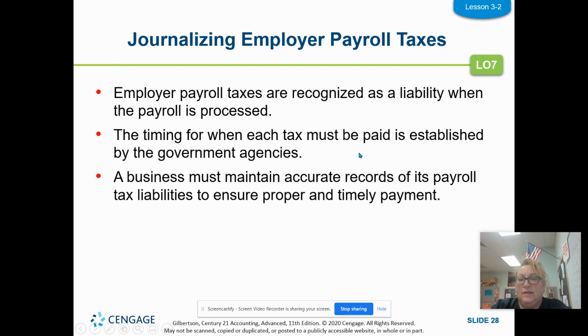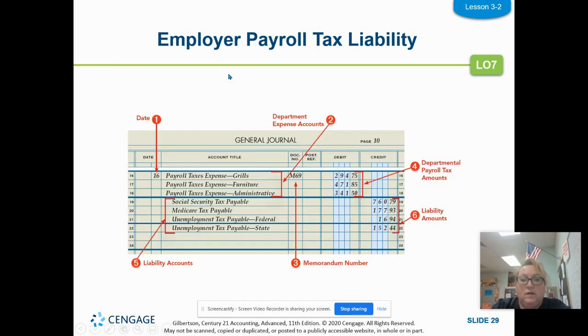Every time we do payroll, those business taxes also have to be recorded. So this is what that looks like. Notice this is just in the general journal, because remember we're just setting that money aside. So this is the payroll tax portion for grills, furniture, and administrative, and these are our totals for all of those. These debits have to equal these credits. So these numbers here are based off of those numbers.